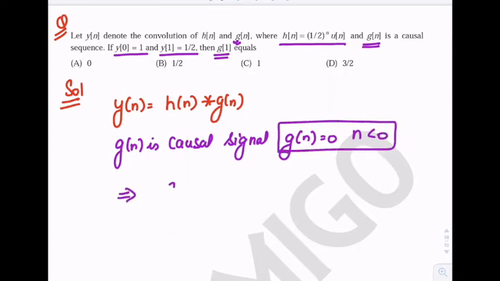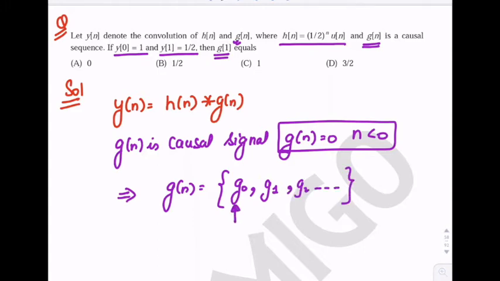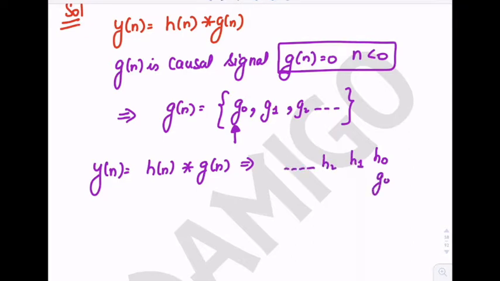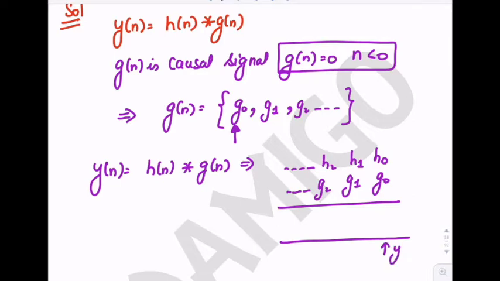So let us say that g[n] has values g0, g1, g2 and so on. This is at location 0. If we convolve y[n] = h[n] convolve g[n], then as we know, we will write it like this: h0, h1, h2 and so on, g0, g1, g2 and so on, and we will multiply them. The first term will give me y0, the second term will give me y1 and so on.